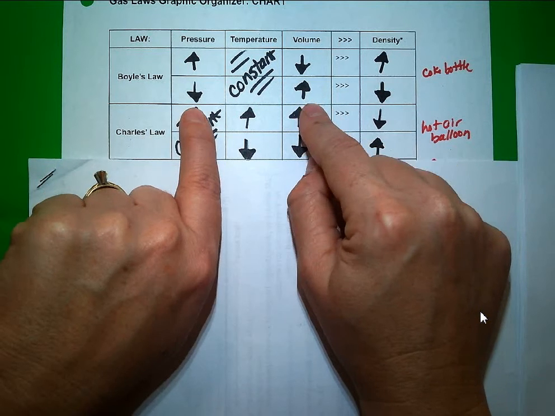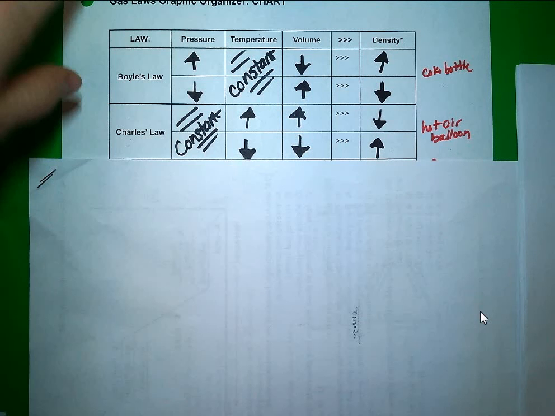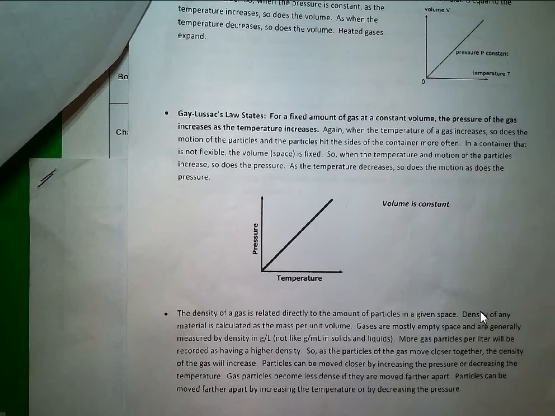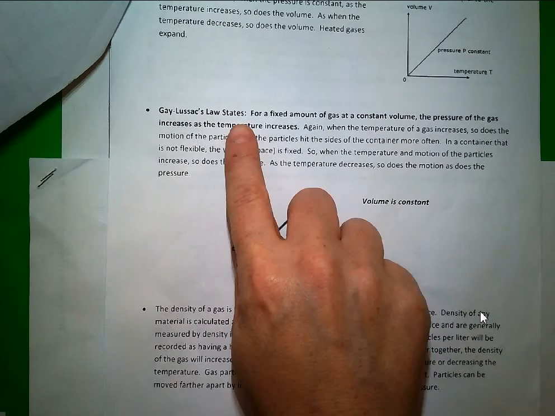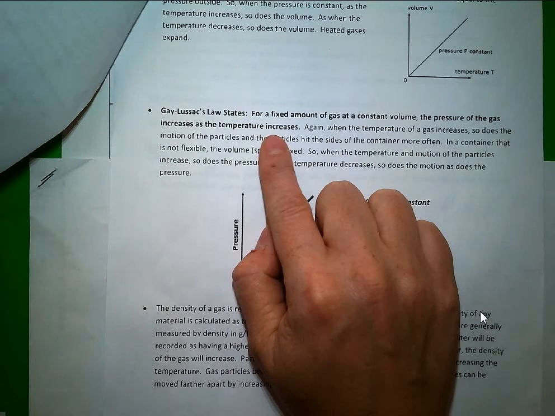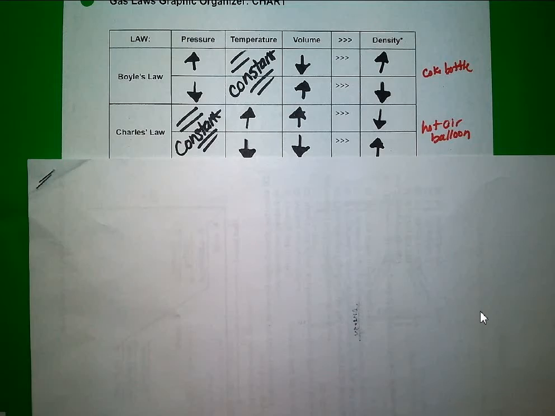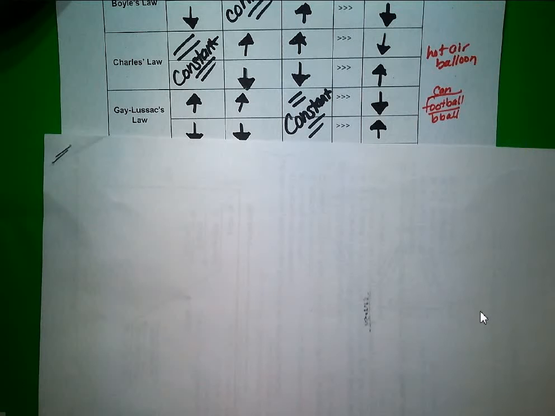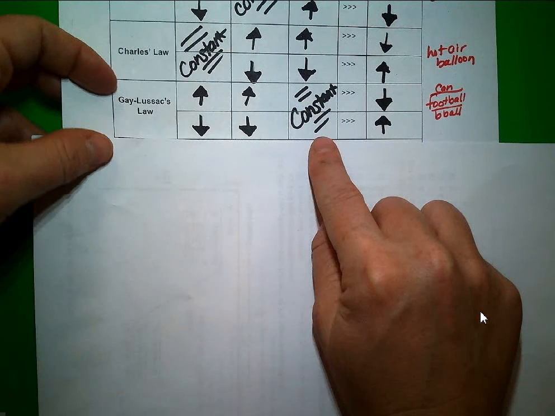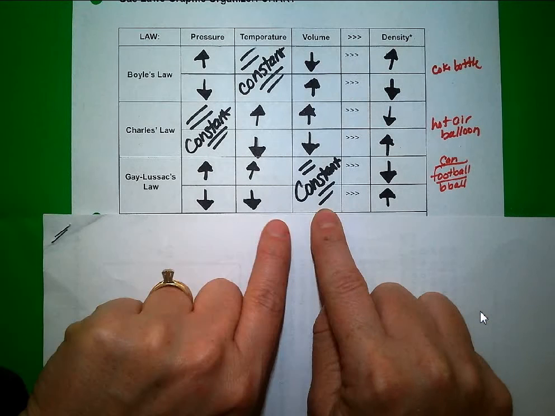Okay? And then the last law is also on page 5. It's Gay-Lussac's law. It says for a fixed amount of gas at a constant volume, the pressure increases as the temperature increases as well. So with Gay-Lussac's, the volume stays constant. Okay, that's what we're looking at. The volume stays constant, and you're comparing the pressure and the temperature.